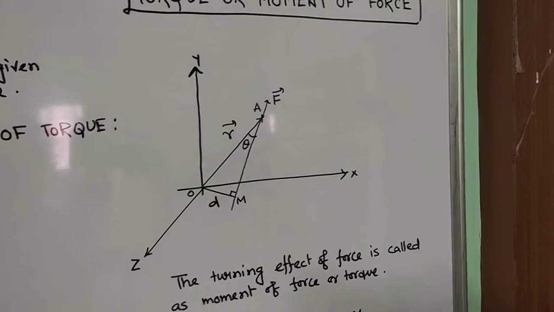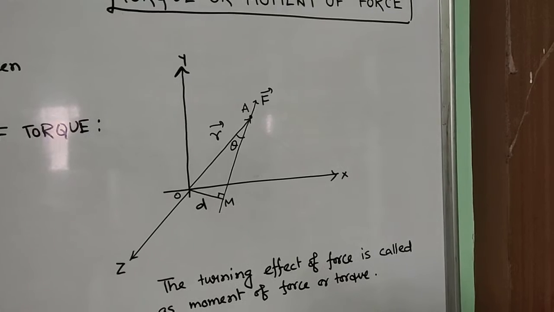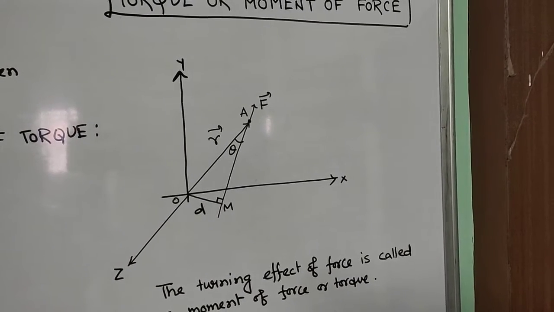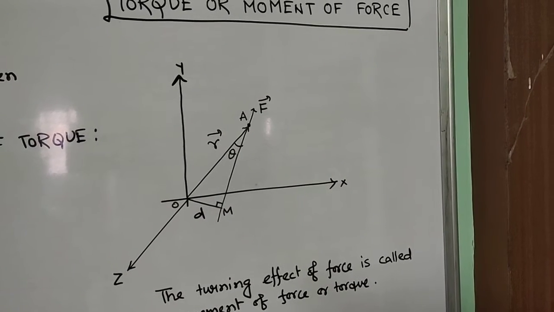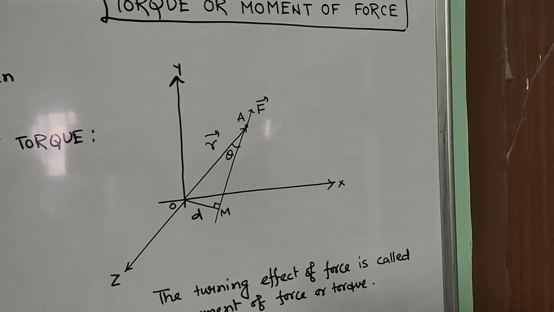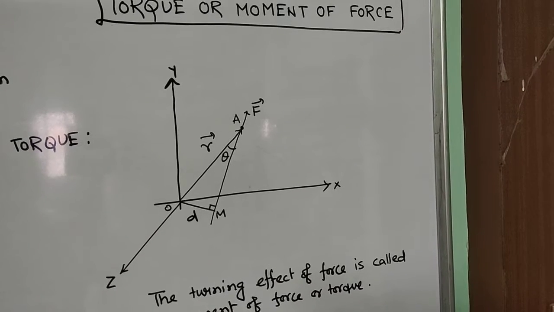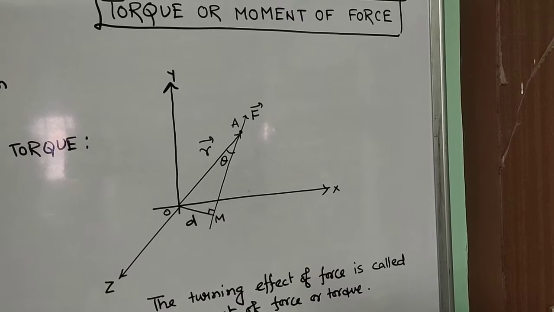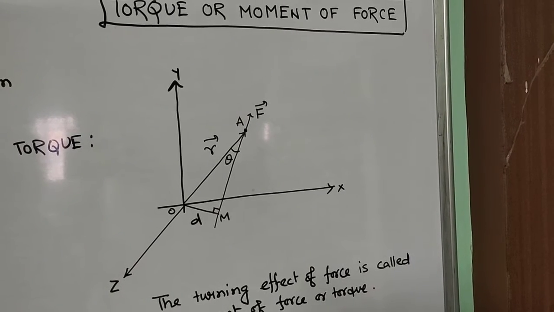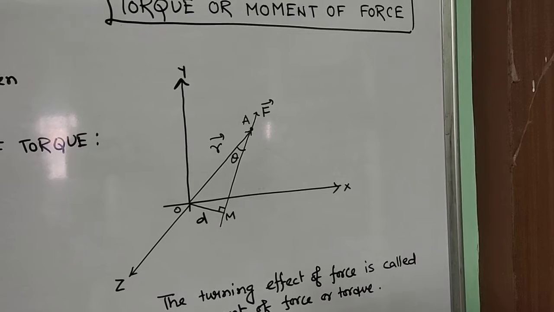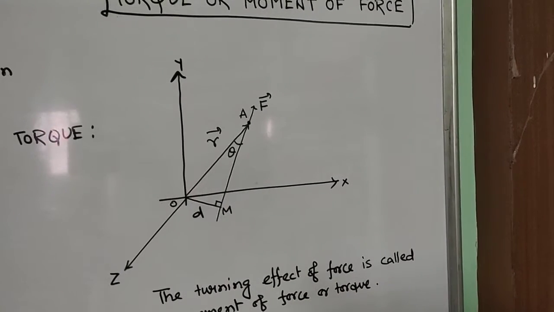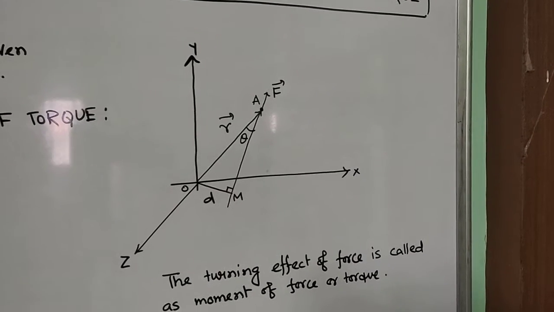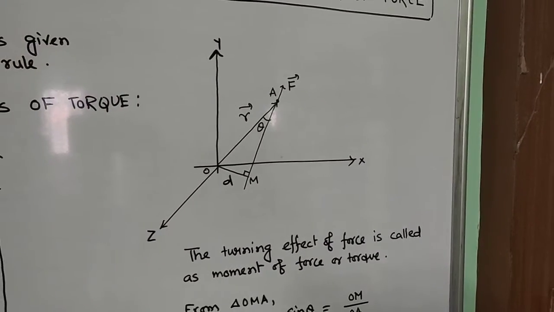In the figure you see you do have a coordinate system x, y and z. Now you do have a particle at A whose position vector is r vector. Here we are applying a force F vector to the particle at A at an angle theta with the position vector. In the diagram we have dropped a perpendicular from the origin of the coordinate system on the line of action of the force, and that one we have defined by OM, which is your small d. So let me go through the statement.